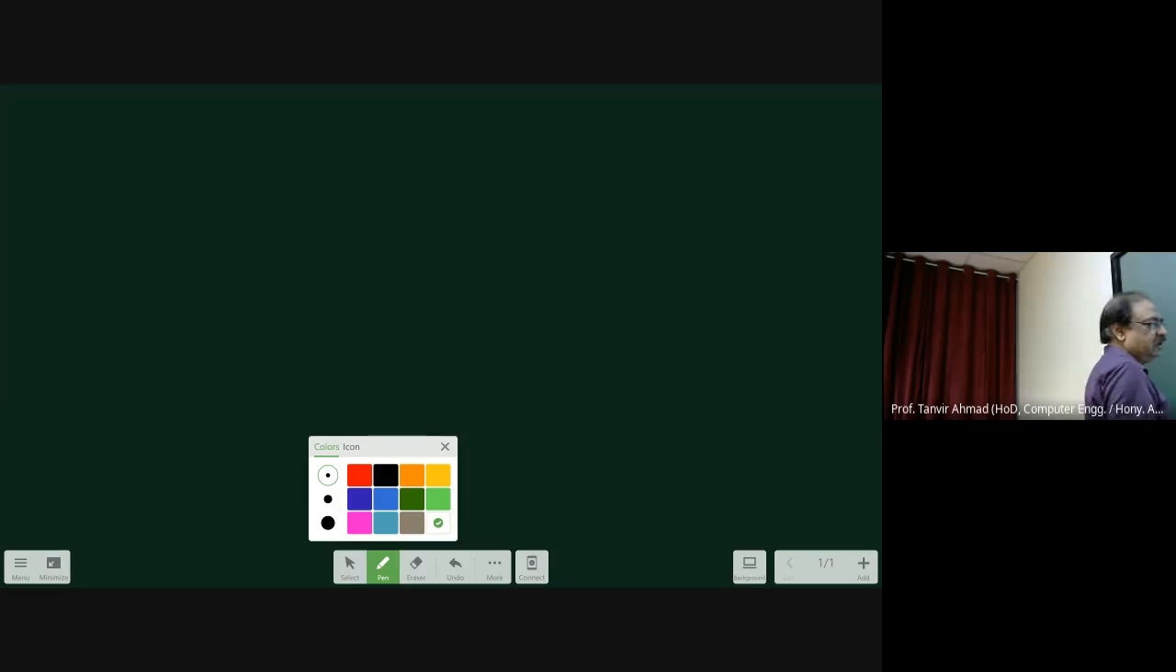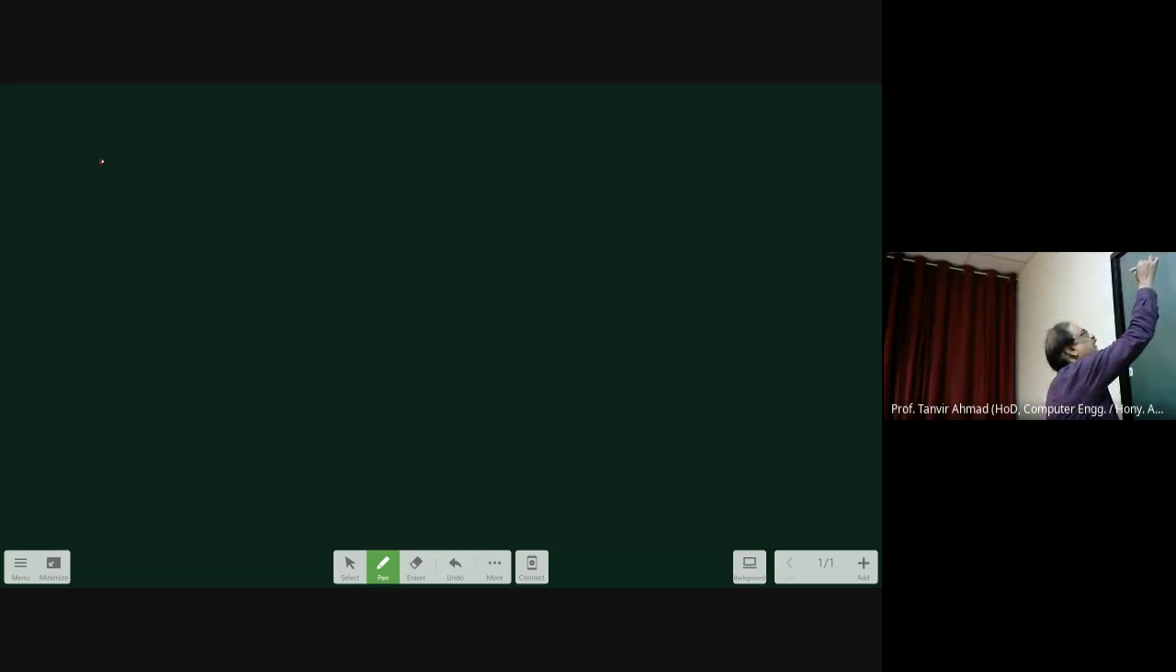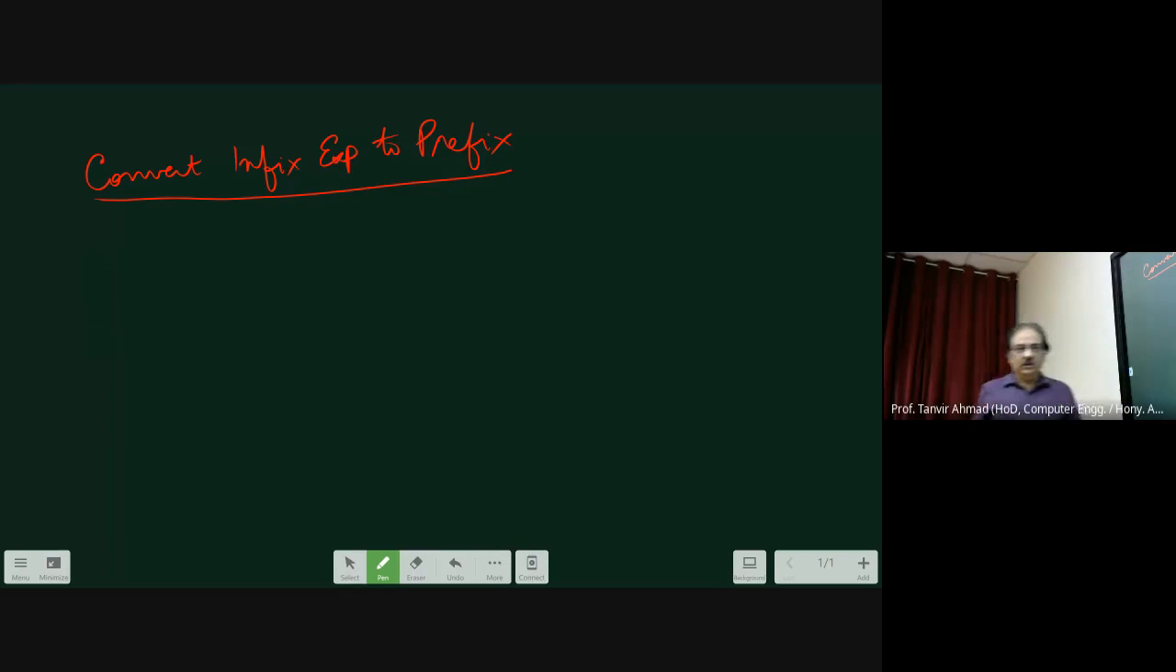I already told you there are some variants of this, and you have to keep exploring that. Today I will also discuss one of the algorithms, which is how to convert an infix expression to prefix. I'll write the expression to convert an infix to prefix.